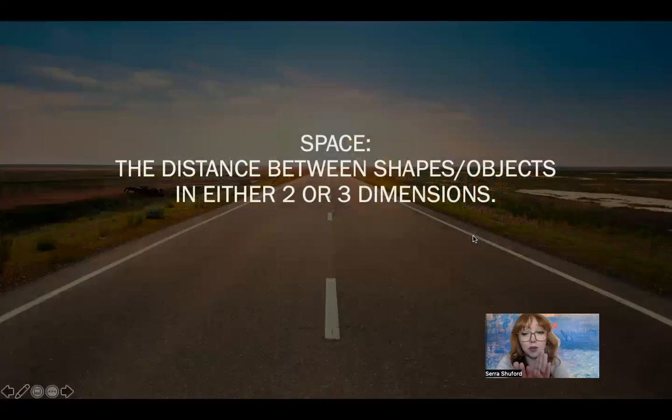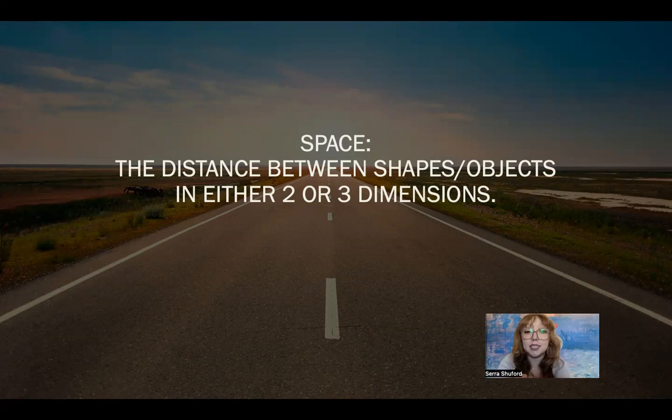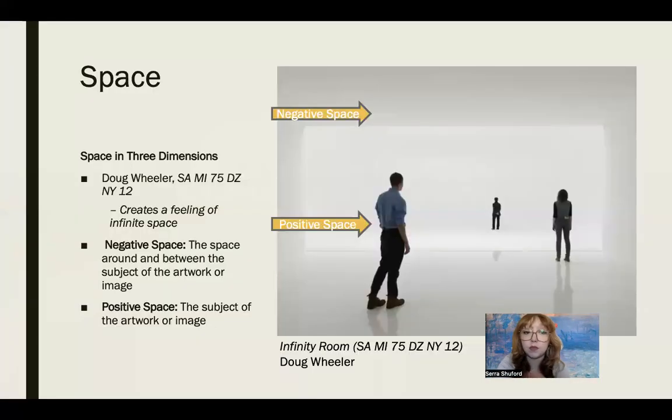Okay, we also are covering space in this lesson as well. I didn't mention that in the beginning. So space is the distance between shapes and objects in either 2 or 3 dimensions, and it can exist in both. Space in 3 dimensions is a little bit easier to comprehend, just like with form. We've got negative space and positive space in our 3 dimensions as well.